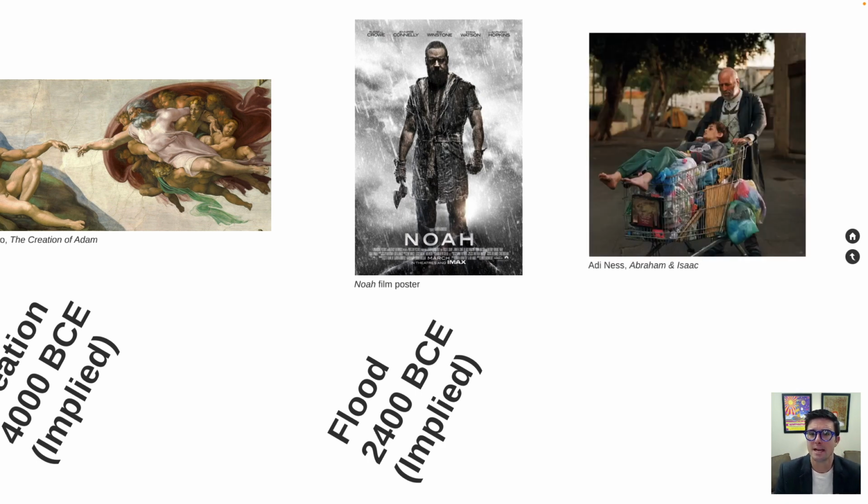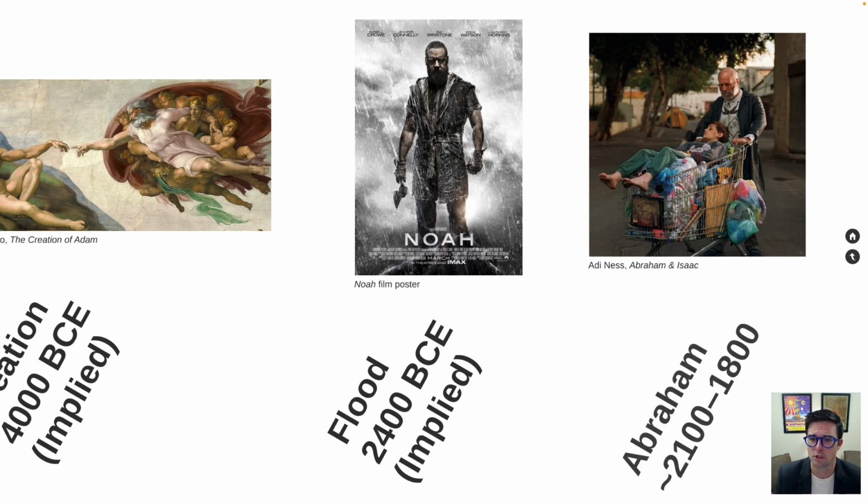Our next figure is going to be Abraham and his offspring immediately after him in the form of Isaac. Our artistic depiction here is by Adi Nes, a modern Israeli photographer who does staged photography. This one is Adi Nes's depiction of the famous account of Abraham's potential sacrifice of his son in Genesis chapter 22. And the implied date for Abraham is a range of around 2100 BCE to 1800 BCE.